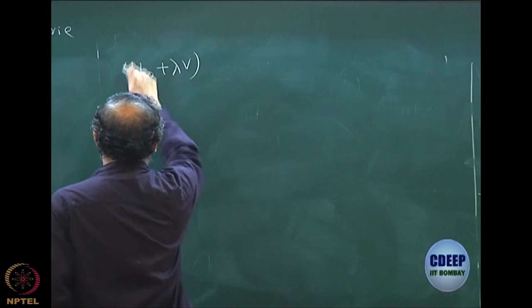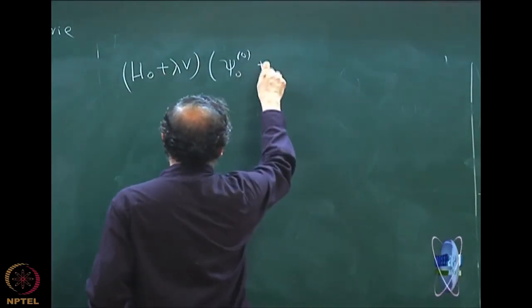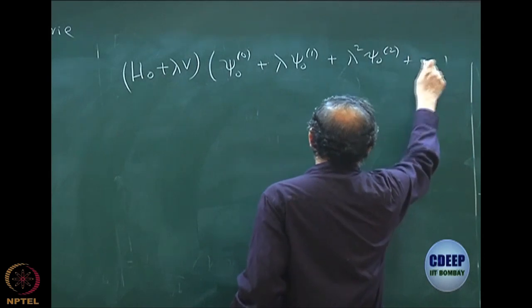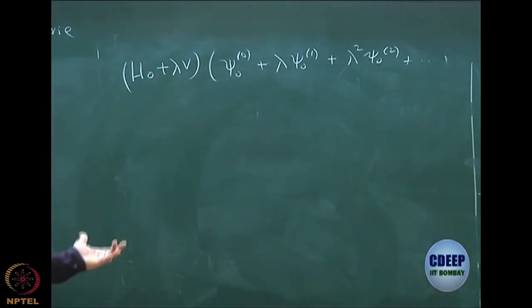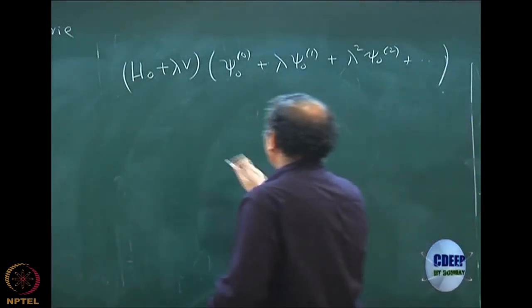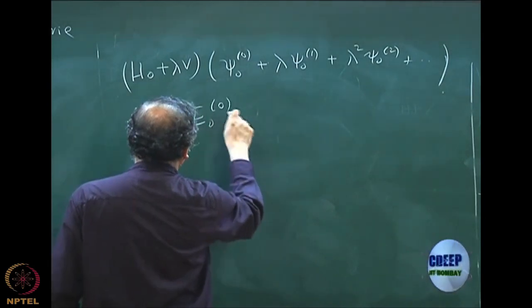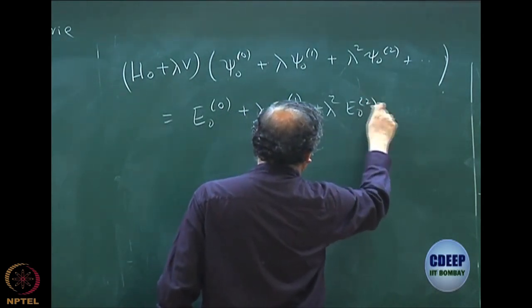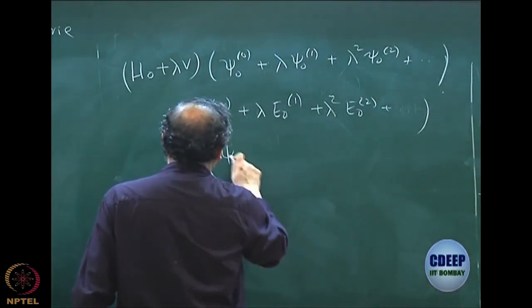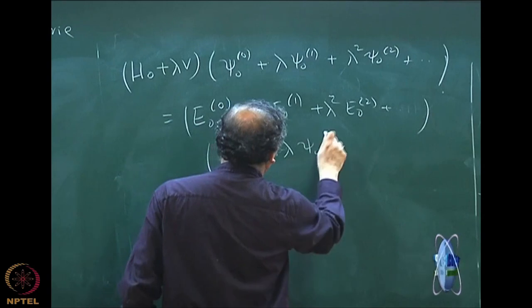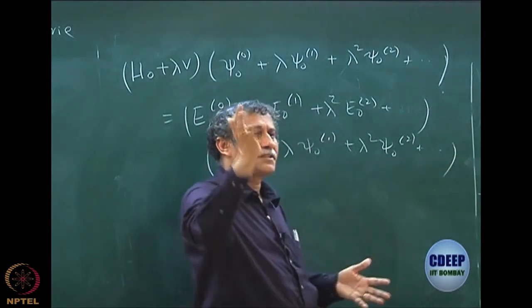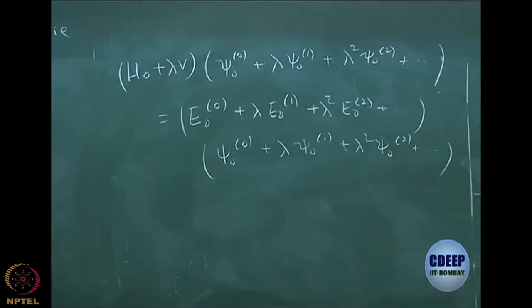So remember how I did it. We took H0 plus lambda V, then we wrote psi 0 0 plus lambda psi 0 1 plus lambda square and so on, equal to E lambda, which is E 0 0 plus lambda E 0 1, and lambda square is 0 2 and so on, and then again psi 0 0. Note again that it is not important whether you write a half or you do not write a half. The actual values will only get scaled, but nothing changes if you multiply by a number.